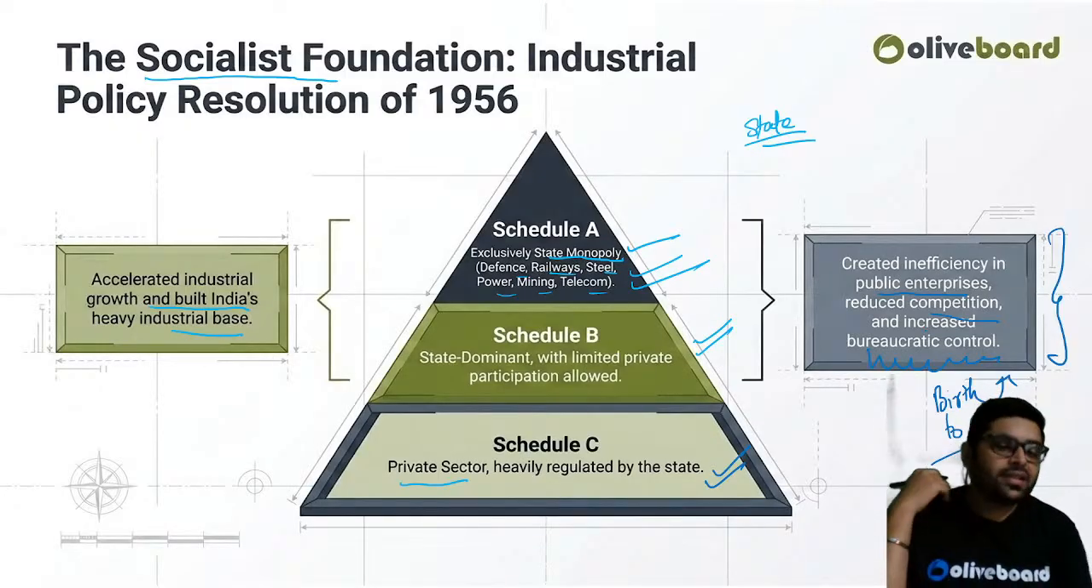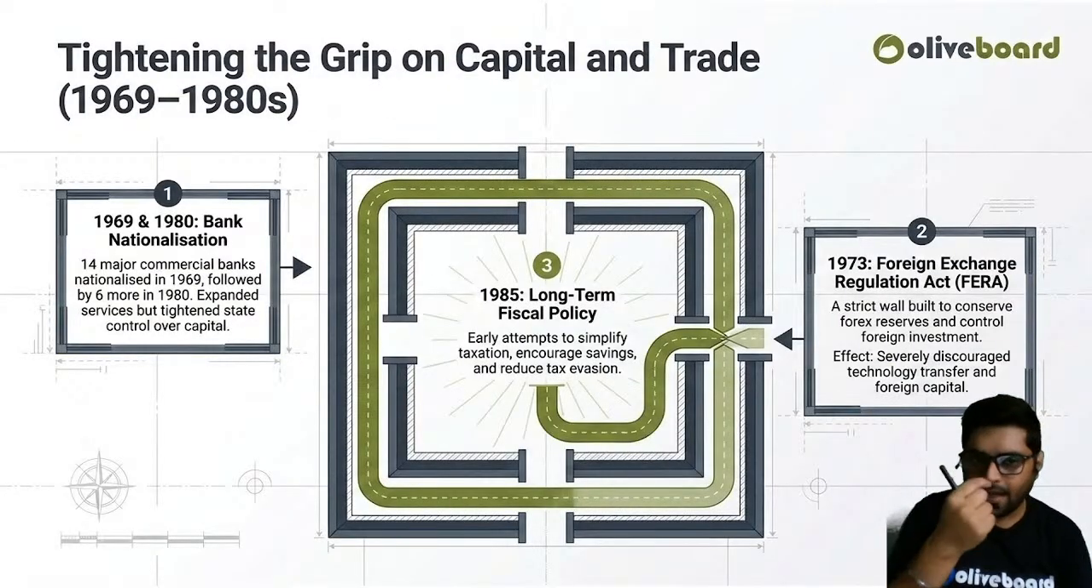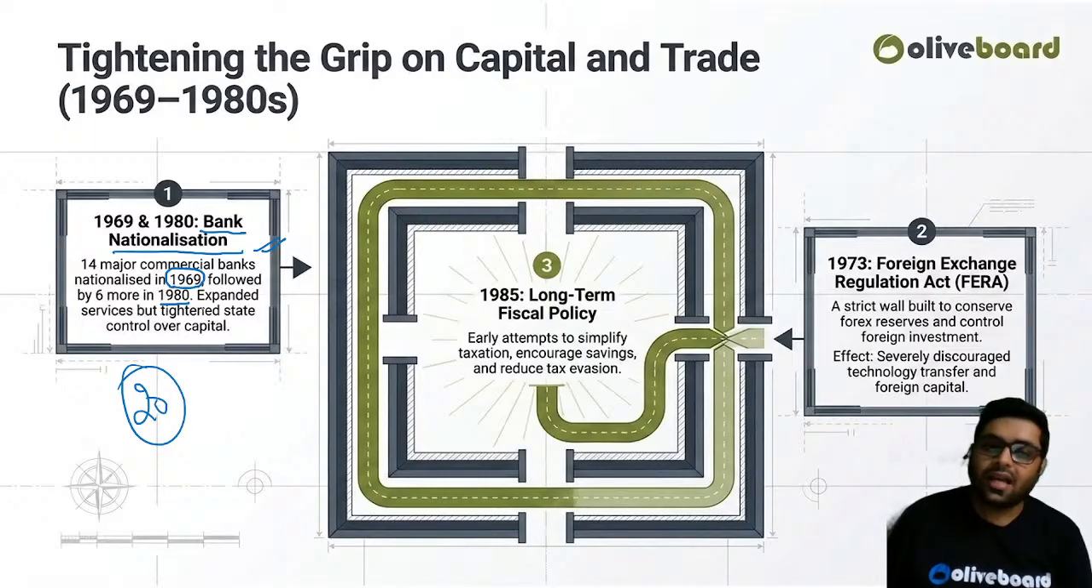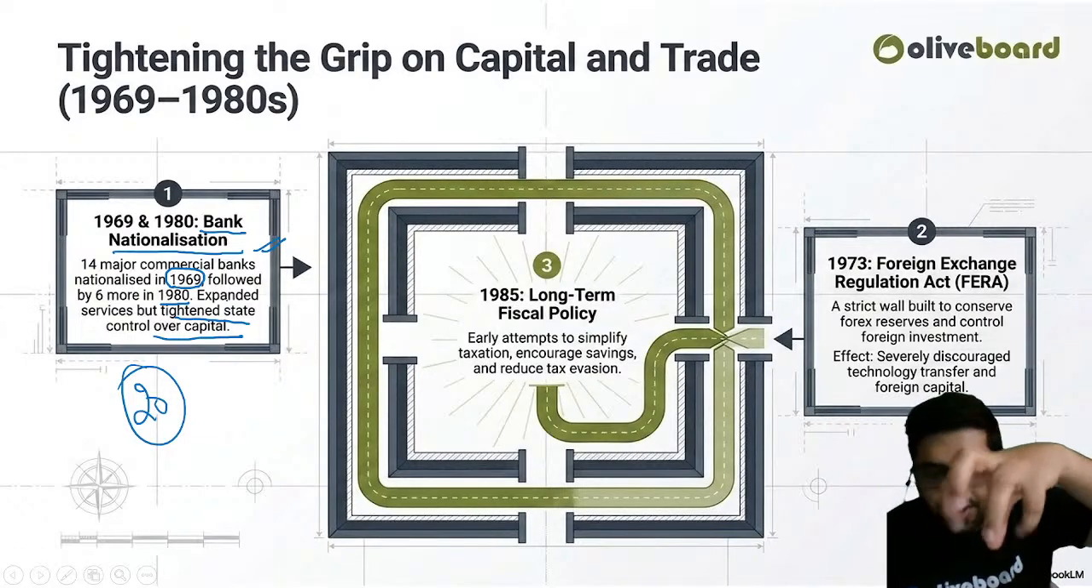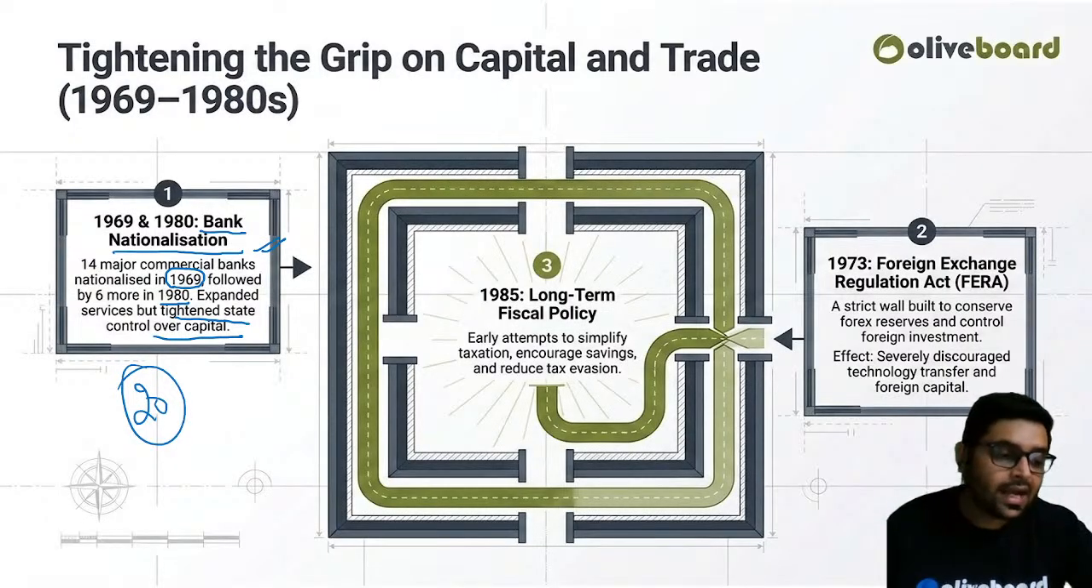The role of the state was high at that time. But then some reforms came, correct? Now, what are these reforms? In 1969 and 1980, bank nationalization happened. 14 major commercial banks were nationalized in 1969. Nationalized means now they will be operated by the government, followed by six more in 1980. So, total 20 commercial banks were nationalized, expanding services but tightening state control over capital. So the state would be controlling them more. This was the first set of reforms. Banks were nationalized in 1969 and 1980.